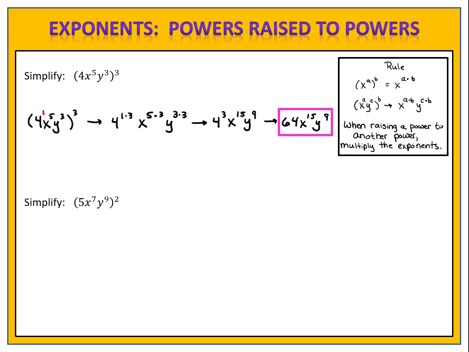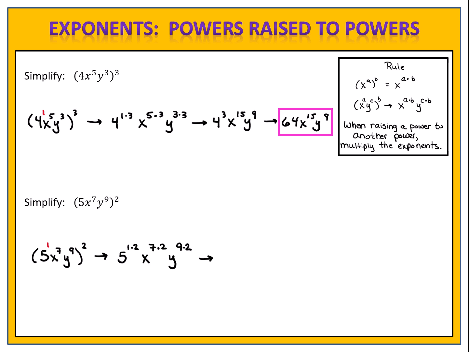Let's see how you did. Once again, we have a coefficient on the inside of the parenthesis, so we'll add a 1 as the exponent. That exponent of 2 on the outside goes to everything on the inside. So we have 5 to the 1 times 2 power, x to the 7 times 2 power, and y to the 9 times 2 power.